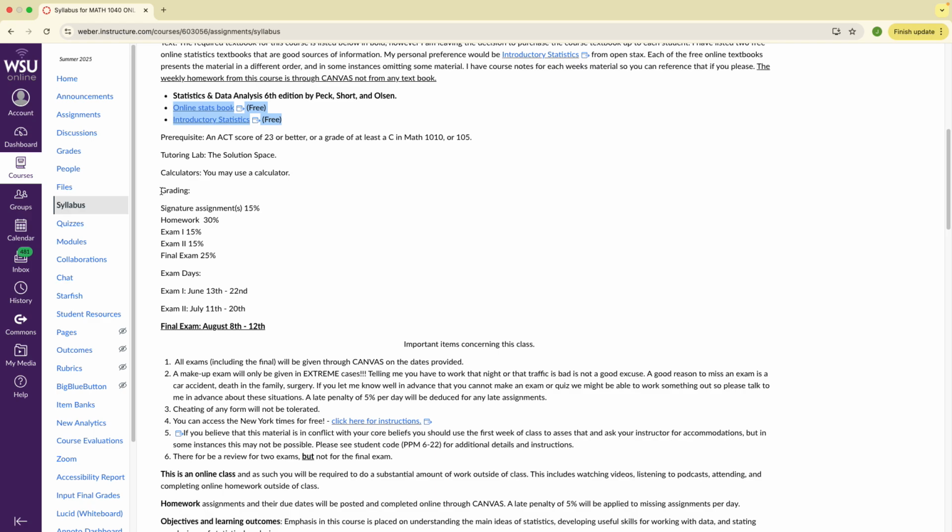In terms of grading for this course, the signature assignment is worth 15, your homework's 30, 2 exams are 15 each, and your final's 25. Your exam dates are listed here, and notice you have a range of dates to take your exams. That's because this is an online class and a lot of you have working schedules that you need to work around. All of your exams are through Canvas.